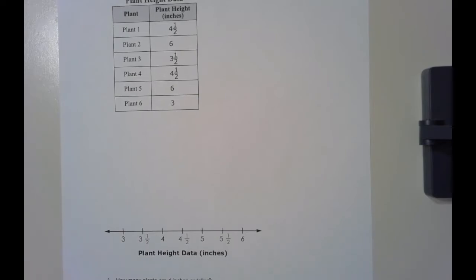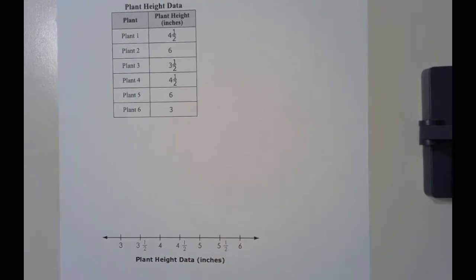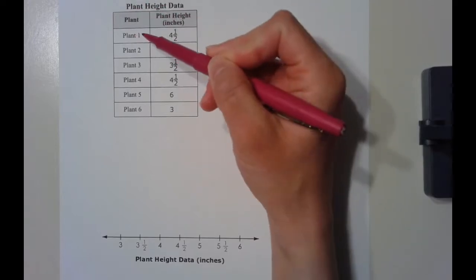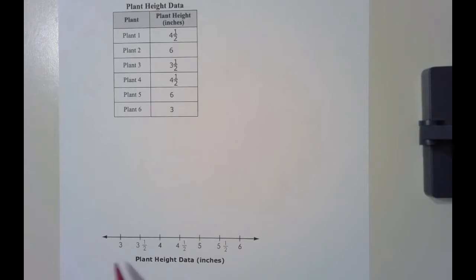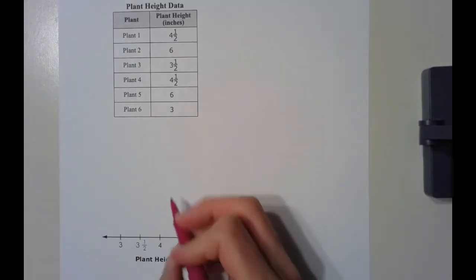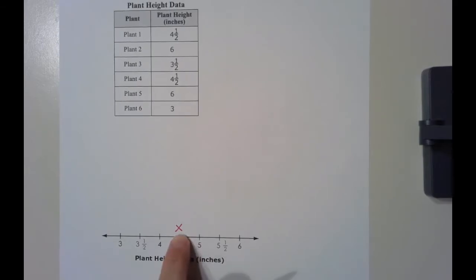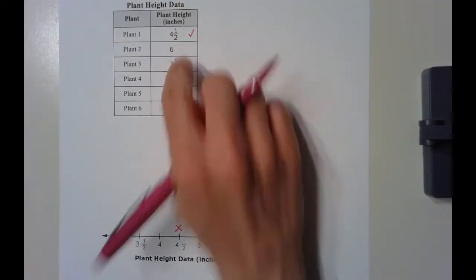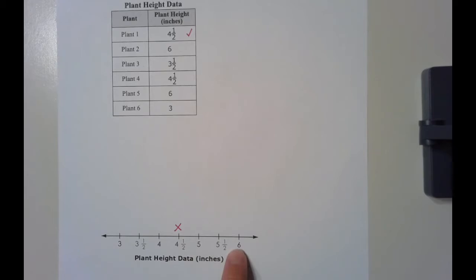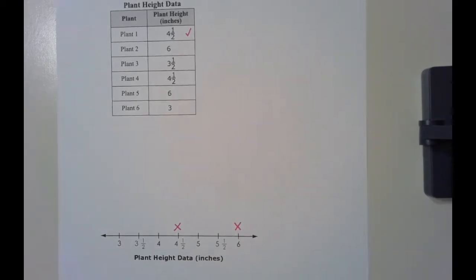Okay. So now that we have drawn our line plot out, here's where we're going to put our data. Plant 1 is 4.5 inches tall. So I'm going to find the 4.5 inch mark, and I'm going to put 1 X right above that because that X represents a plant. Okay. Plant 2 is 6 inches tall. So I'm going to go over here and put an X above the 6.